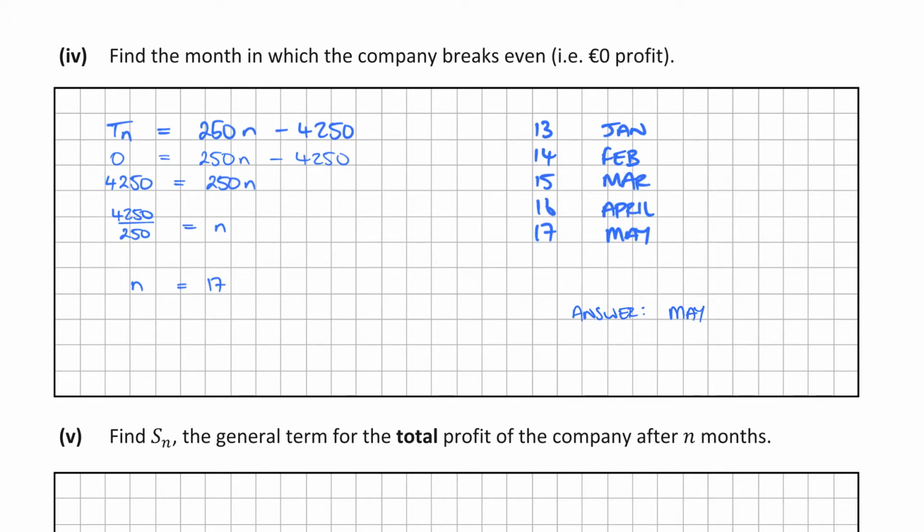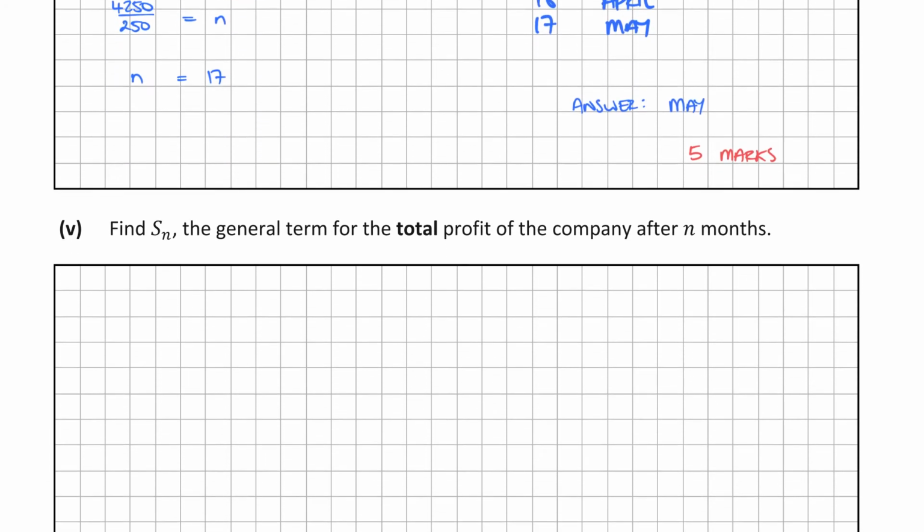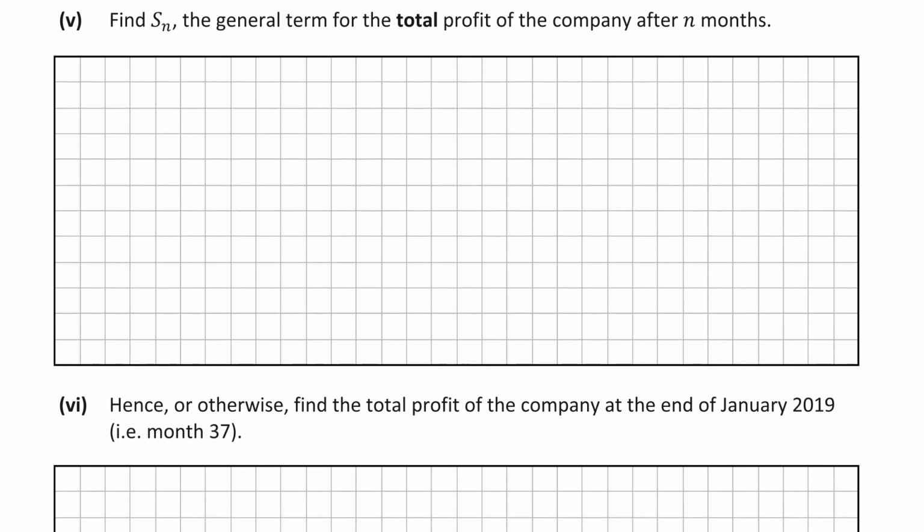Okay, and had you completed that, 17 months in, the answer being May, you would have received 5 marks. So the next part there: find S of n, the general term for the total profit of the company after n months.